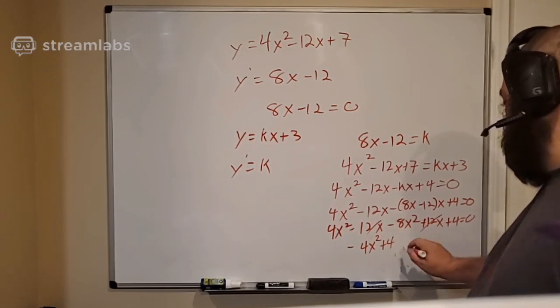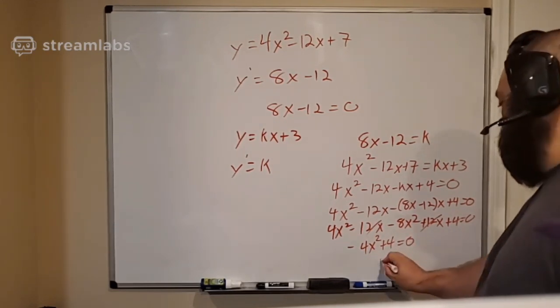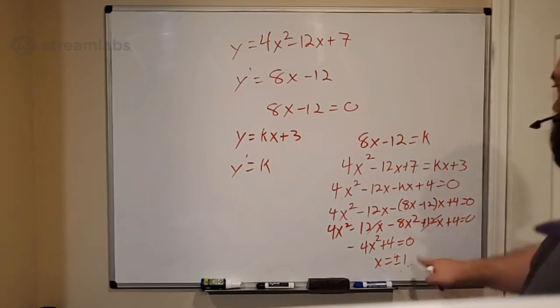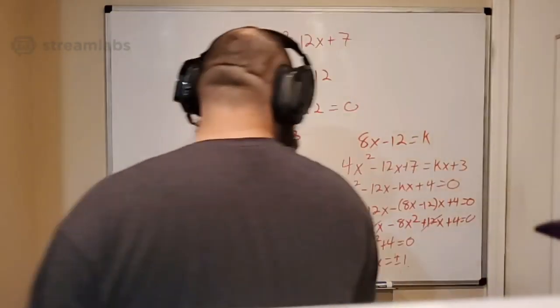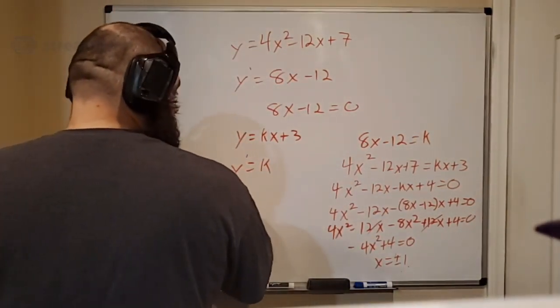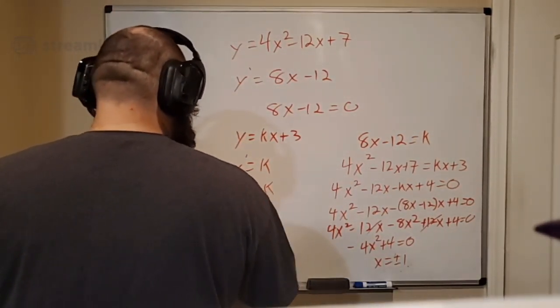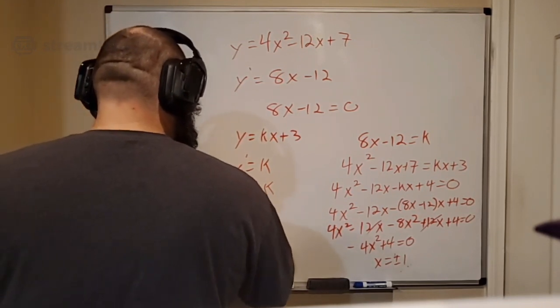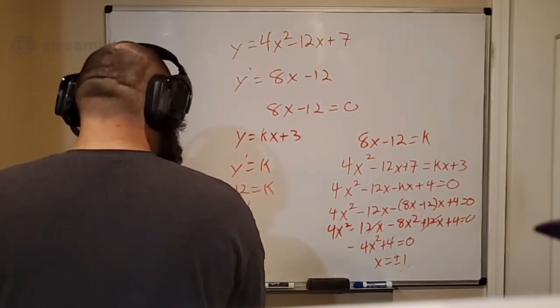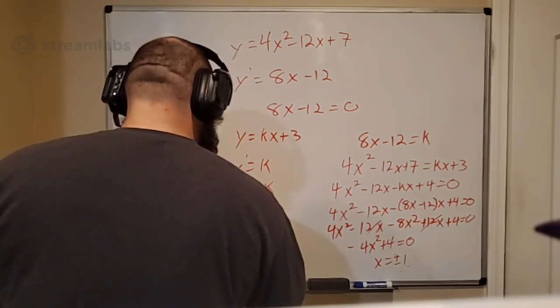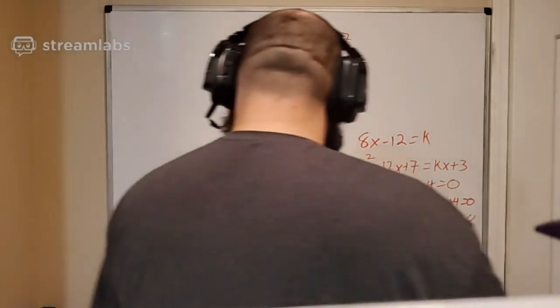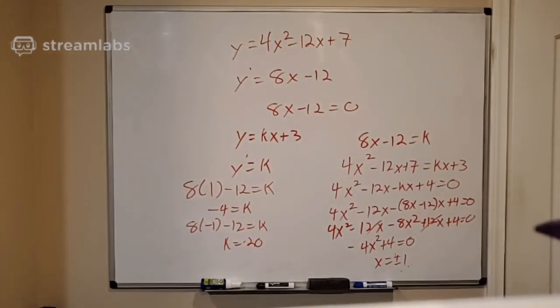So x is equal to plus or minus 1, and then solve for k, because I believe k is the value we're looking for. So 8 times 1 minus 12 equals k. So negative 4 could equal k, or you get 8 times negative 1 minus 12, so k equals negative 20. So there's your 2 answers for k. Did I get it correct? I did. Yay.